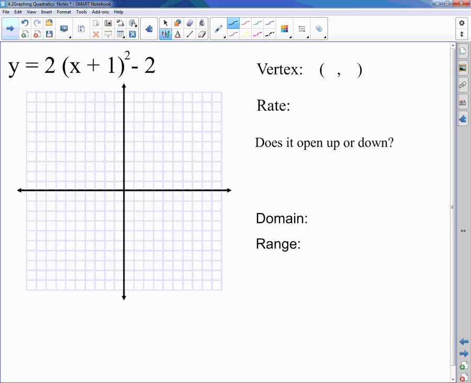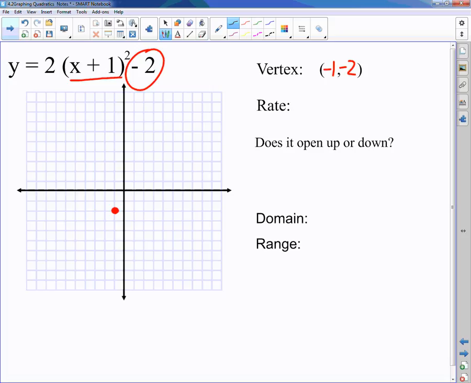All right, here's a new one. Vertex. The x value of the vertex is the number inside by the x. If it's inside, it's opposite. So it's going to be a -1. This is the y value of our vertex. It stays the same. So our vertex is at -1, -2. That's where we're going to start.